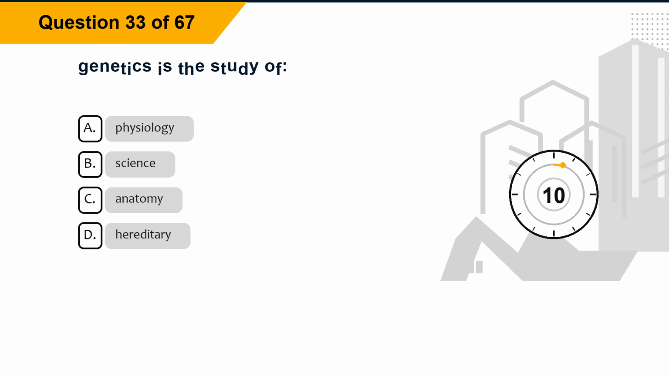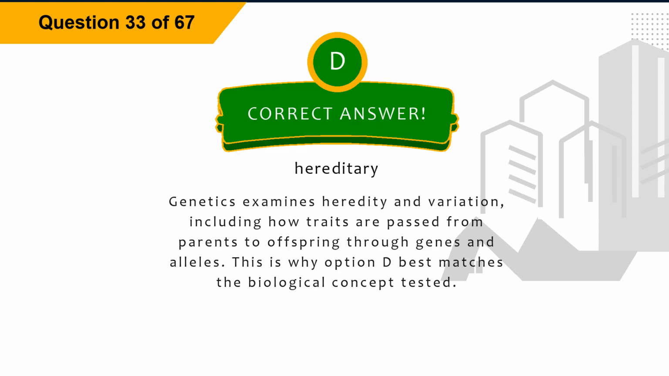Question 33. Genetics is the study of option A, physiology. Option B, science. Option C, anatomy. Option D, heredity. The correct answer is option D, heredity. Explanation. Genetics examines heredity and variation, including how traits are passed from parents to offspring through genes and alleles. This is why option D best matches the biological concept tested.